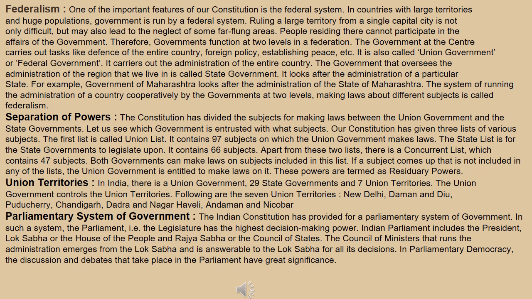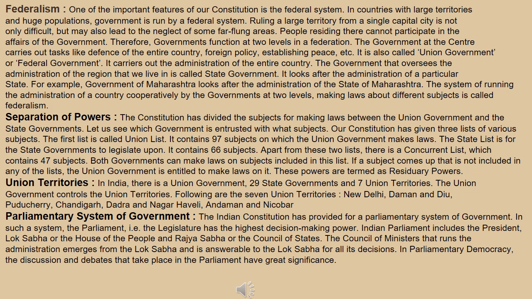Union territories. In India, there is a union government, 29 state governments and 7 union territories. The union government controls the union territories. Following are the 7 union territories in India: New Delhi, Daman and Diu, Puducherry, Chandigarh, Dadra and Nagar Haveli, Andaman and Nicobar.